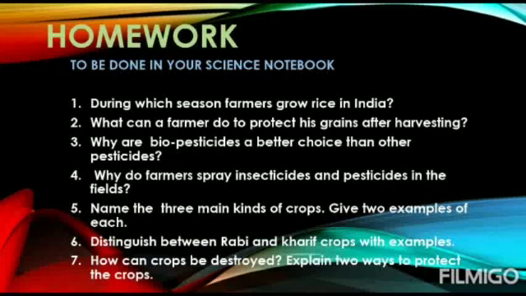Sixth, distinguish between rabi and kharif crops with examples. Number 7, how can crops be destroyed? Explain two ways to protect the crops.